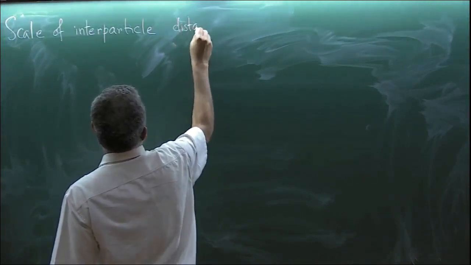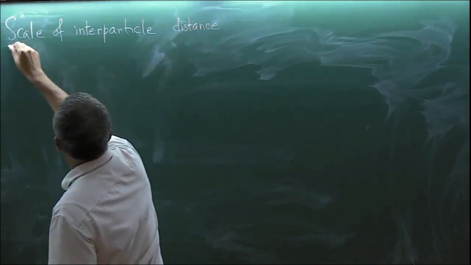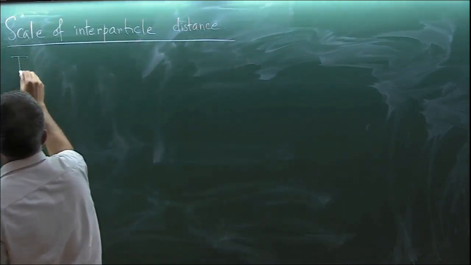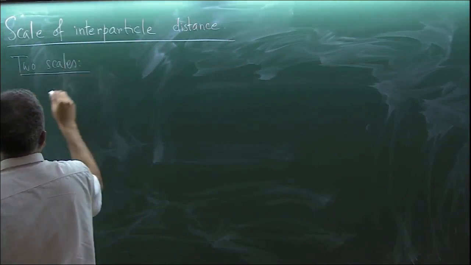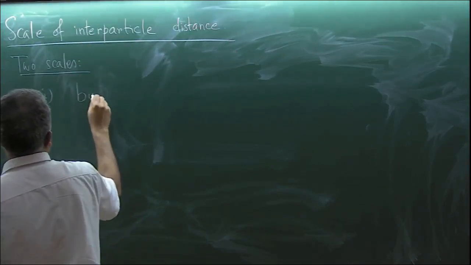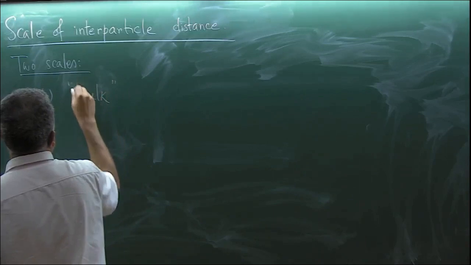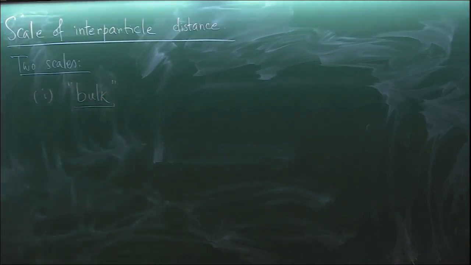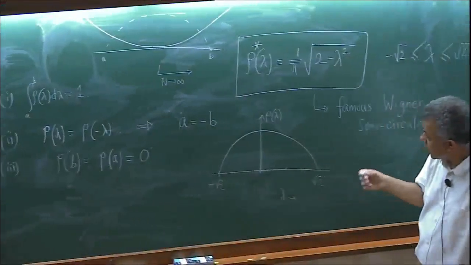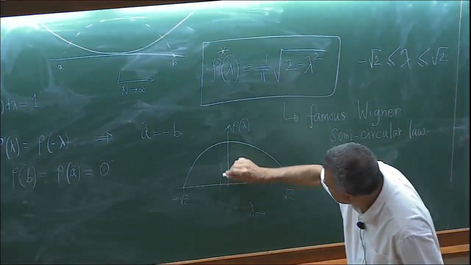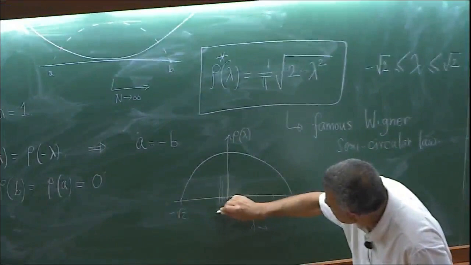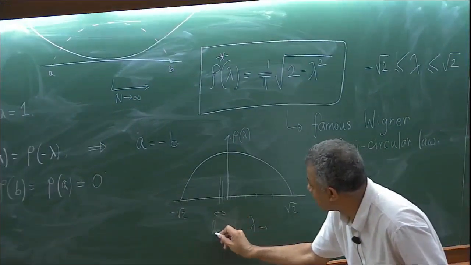We'll see that there are 2 scales here, okay? And this is very important in random matrix theory. So 2 scales. One is called the bulk. Bulk means that you are looking deep inside this semicircular sea, just right here. Here, it is very dense, the particles are densely packed, and you can ask, okay, what is the typical distance between them, so let's call it L bulk.